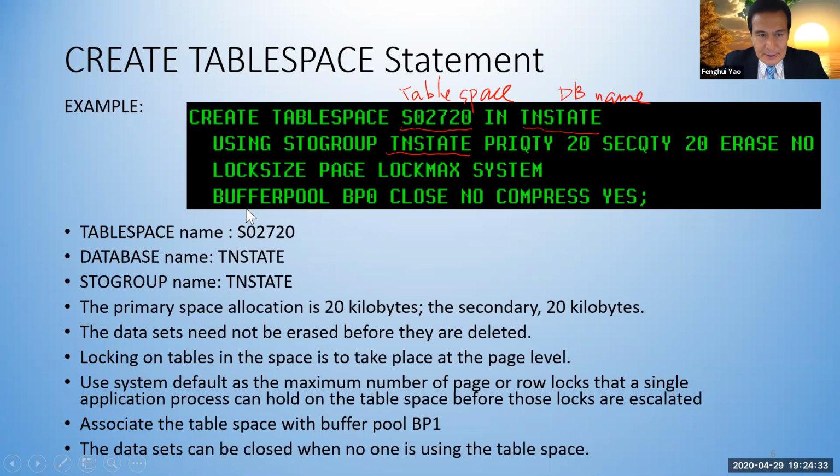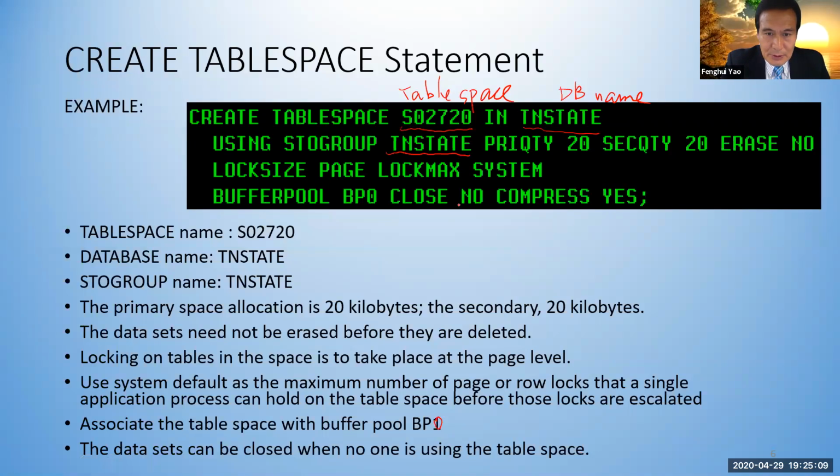Next is buffer pool, BP0. Okay, associate a table with a buffer pool, its name is BP0. BP0, here is a mistake. And then data sets can be closed when no one is using the table space. That's here, close is database can be closed when no one is using table.